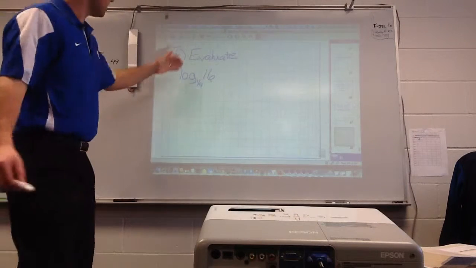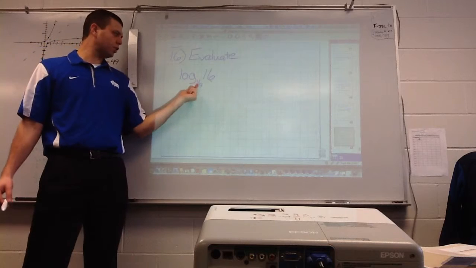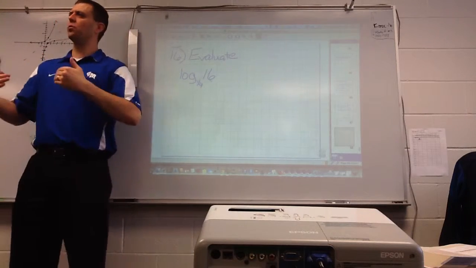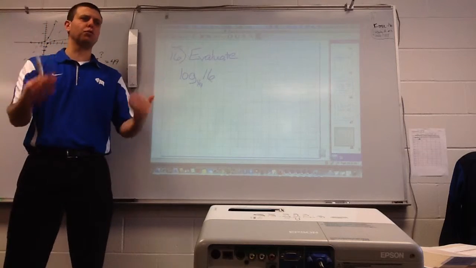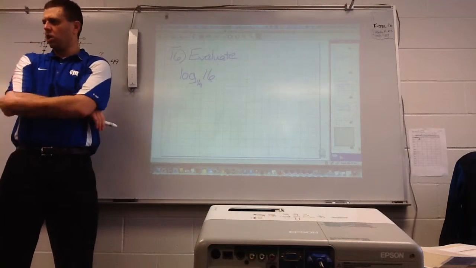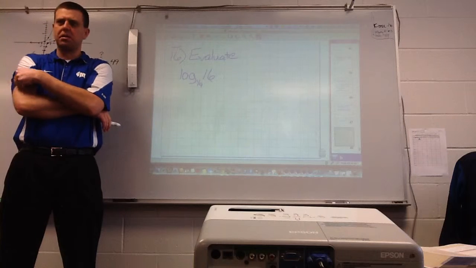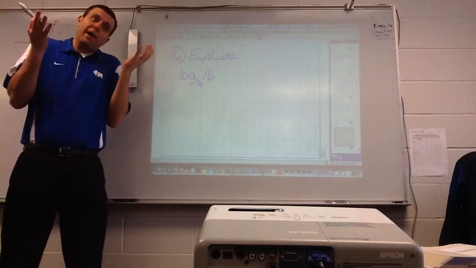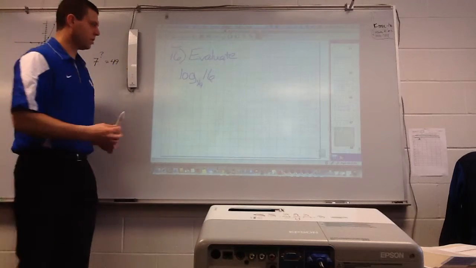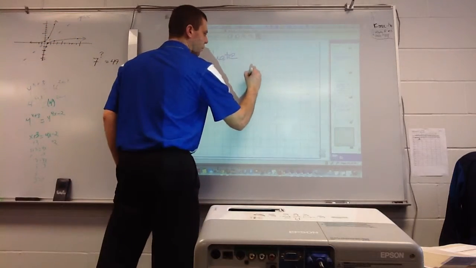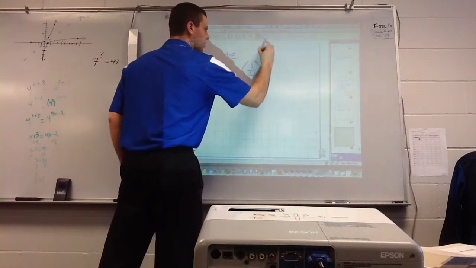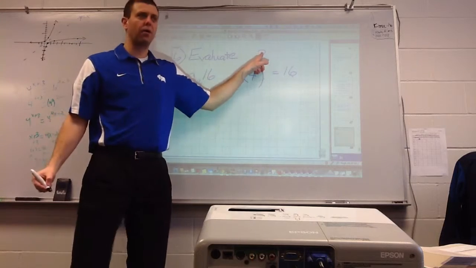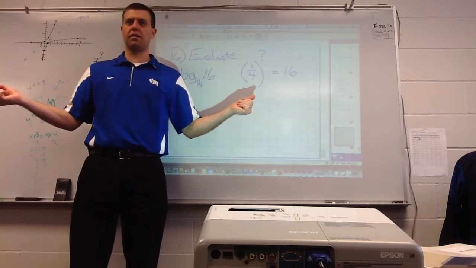Knowing that, when we're asked to evaluate log to the base 1/4 of 16, what is our thought process? What are we trying to figure out? How should we be thinking when we try to evaluate log to the base 1/4 of 16? 1/4 raised to what power equals 16? And whatever power that is, that's our answer, right?